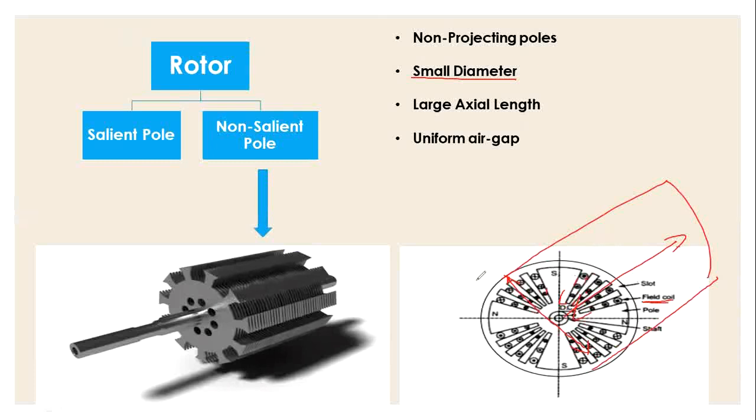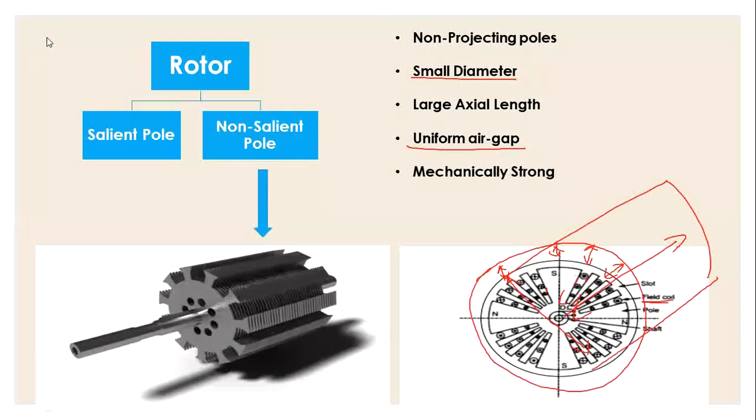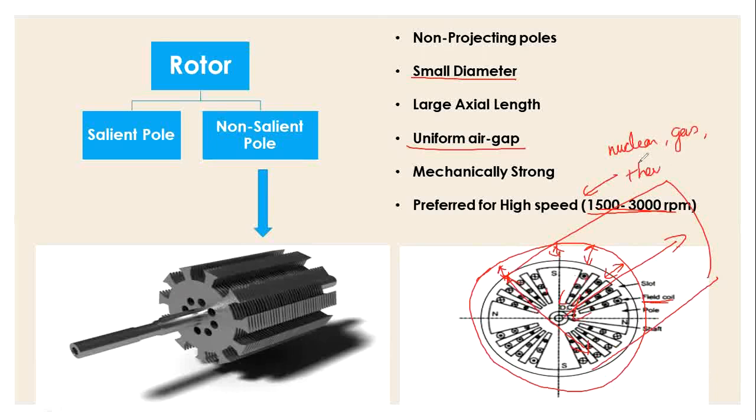Then the next one, they have a uniform air gap. So if here I have the stator, between the rotor and the stator, the air gap is uniform in nature. And they are mechanically strong compared to the salient type of rotors, and they are preferred for high speed operation. The speed can vary from 1500 to 3000 rpm. So they are generally used for power plants like nuclear, gas, and thermal power plants.